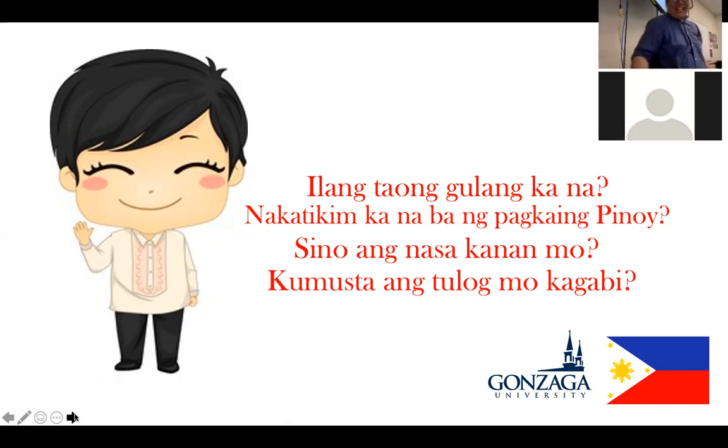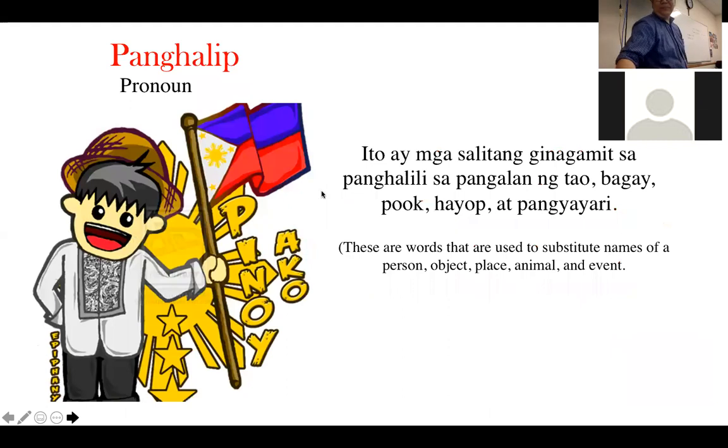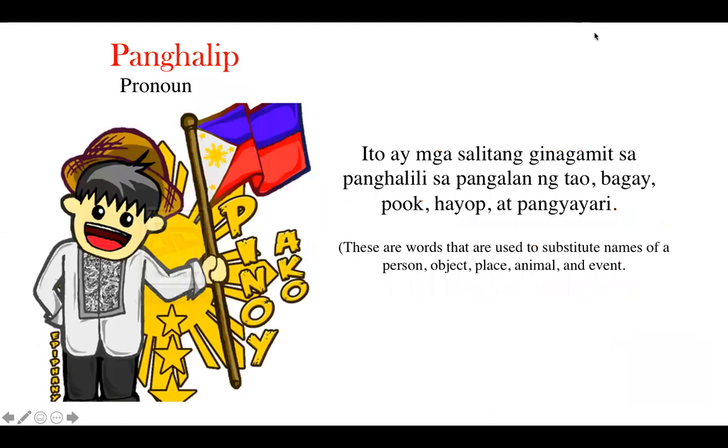Okay, so let's talk about pronouns. Pronouns, or panghalip. Ito ay mga salitang ginagamit sa panghalili sa pangalan ng tao, bagay, pook, hayop at pangyayari. In English, these are words that are used to substitute names of a person, object, place, animal, and thing. You know this. This is basic English, right? Basic grammar.